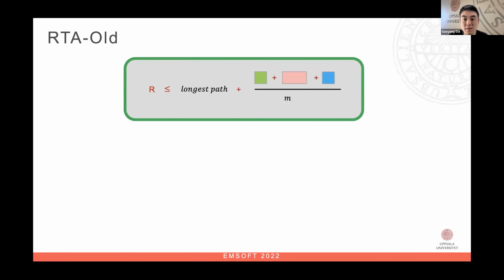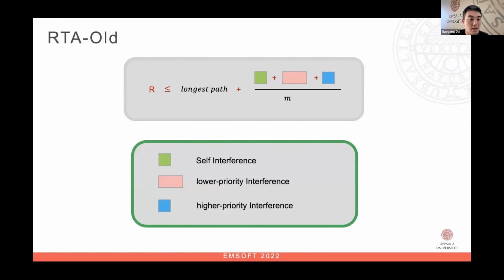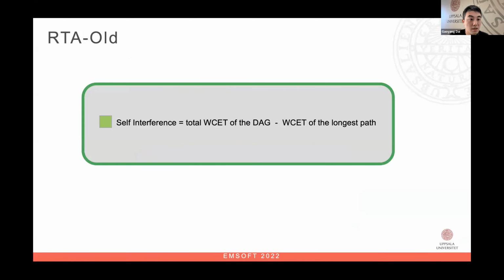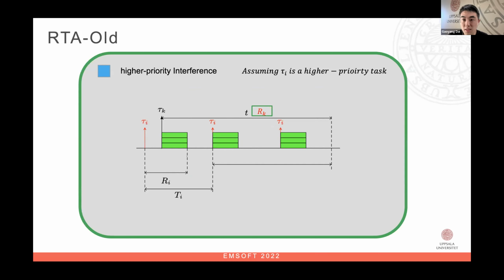So in this idea, the response time bound becomes this. It includes the self-interference, lower priority interference, and the higher priority interference. For the self-interference, it equals the total WCET of the DAG minus the WCET of the longest path. And for the higher priority interference, assuming that tau i is a higher priority task than tau k, within the schedule window T of tau k, the maximum higher priority interference is observed when the first job executes as late as possible until its WCRT, starting execution aligned with the release time of tau k, and the other jobs of tau i execute as soon as possible. Note that in order to derive the bound, the WCRT of tau k and tau i are also needed.